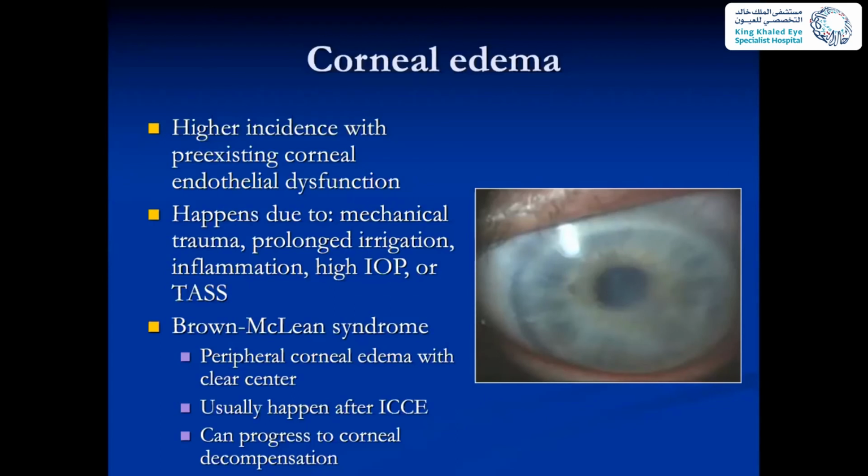There is a syndrome called Brown-McLean syndrome. This is a peripheral corneal edema without a central one, and usually happens after intracapsular cataract extraction. Intracapsular cataract extraction now is history. No one is doing it, but for some indications, sometimes when we find a very unstable bag, we have to remove everything at once, and this is planned rather than a sequence of the procedure. It can progress to corneal decompensation, or it can be just transient, and whenever the endothelium recovers, the cornea can clear again.